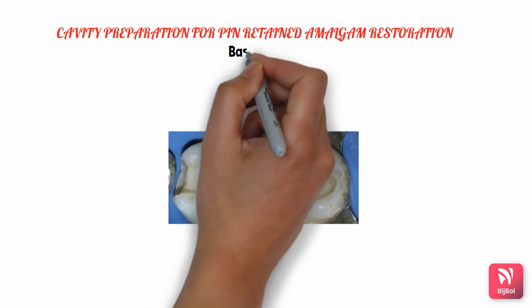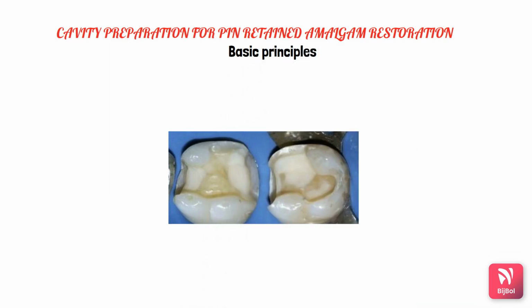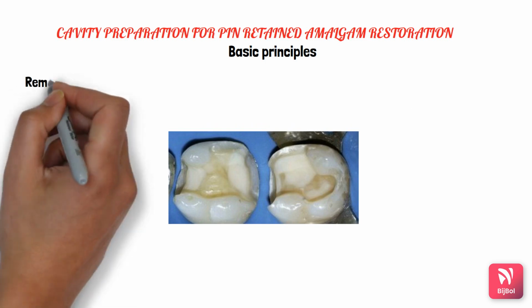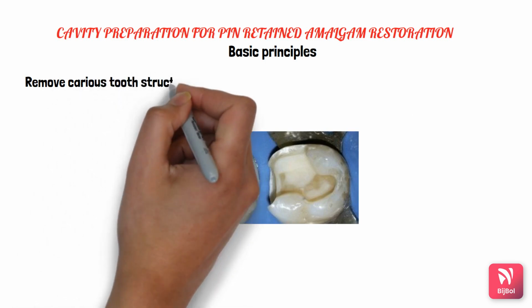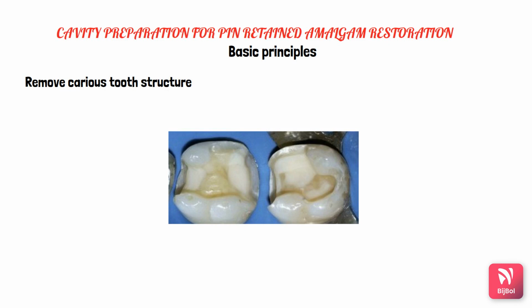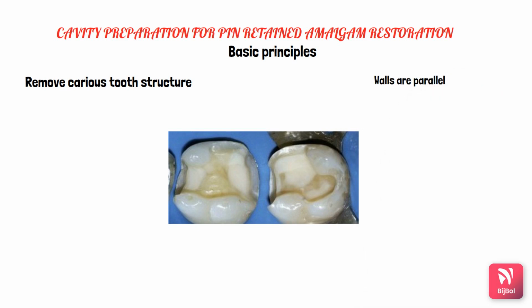So we have a few general principles for the cavity preparation for placement of the pin, following the basic rules for amalgam cavity design. That is, to remove all the caries and the weakened tooth structure while conserving as much sound tooth structure as possible. And initially we have to prepare the cavity by providing the dovetails, boxes and the grooves, and keep all the facial and the lingual walls as parallel as possible.